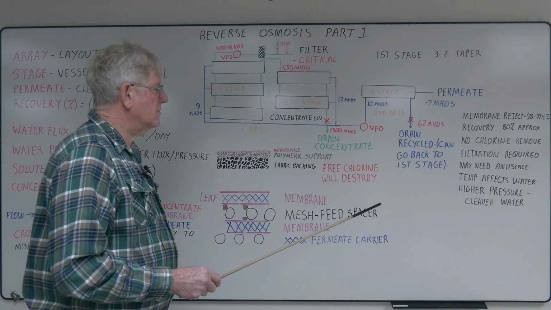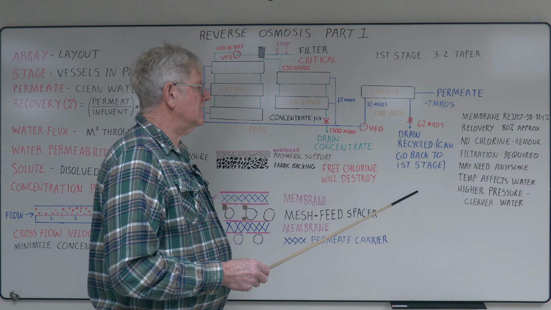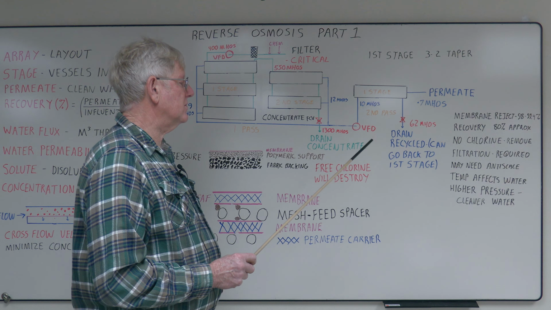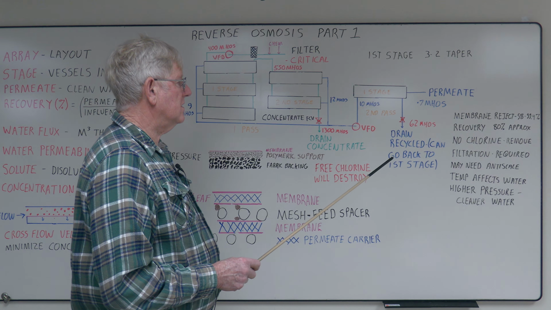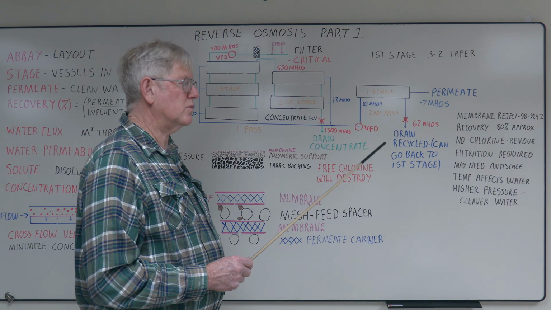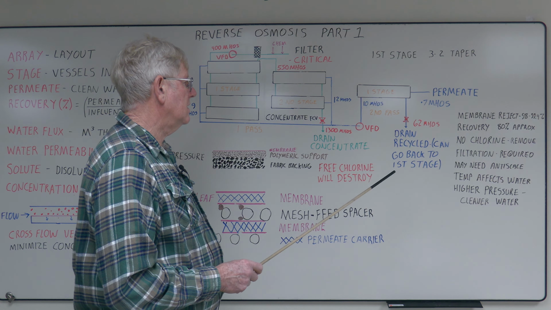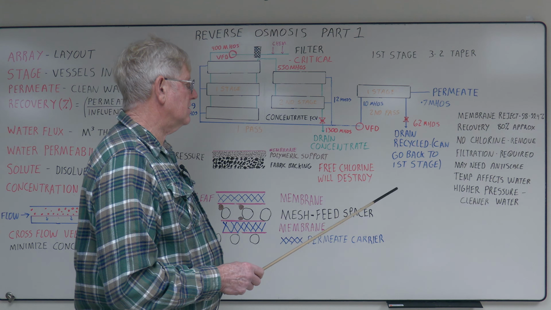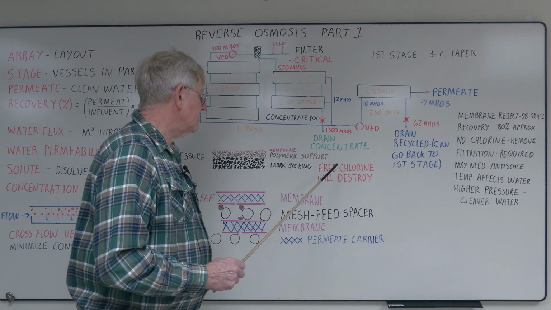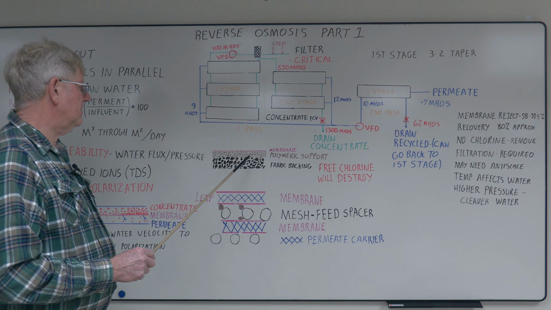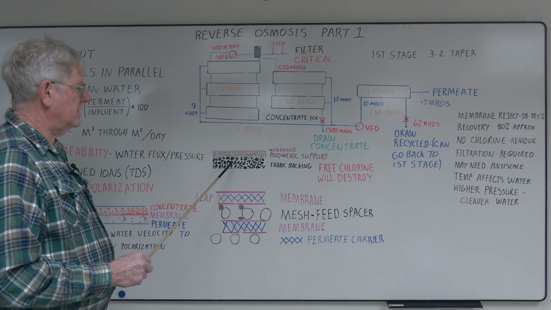Some numbers: most membranes can reject between 98 and 99.4 percent. That's kind of a rough estimate. Recovery is somewhere around 80%, depending on your water coming in. You cannot have any chlorine. Chlorine will destroy this. The free chlorine will destroy the fabric and the membrane.